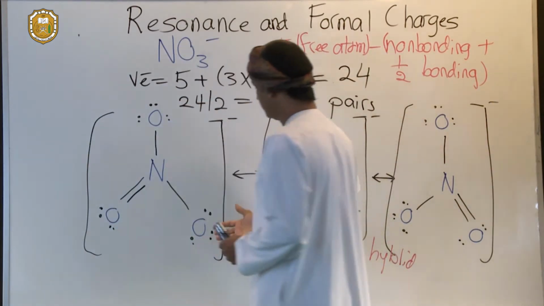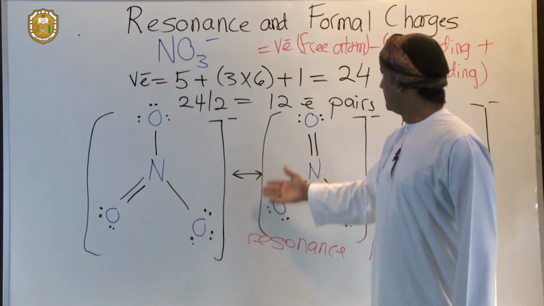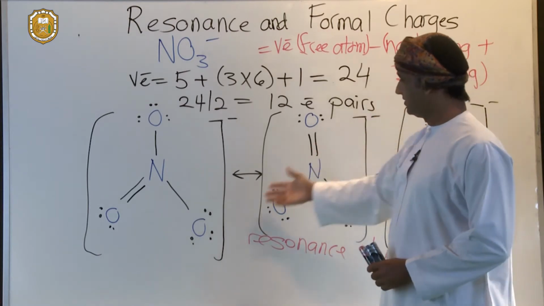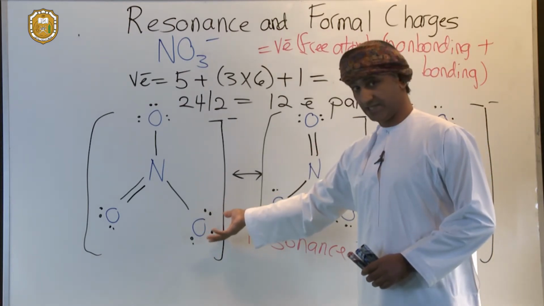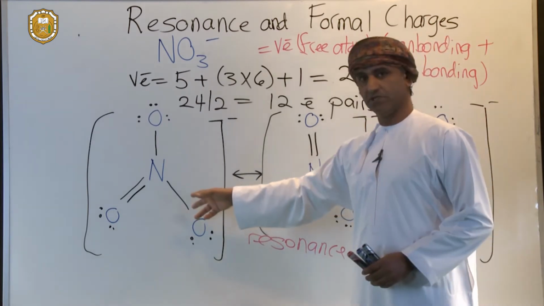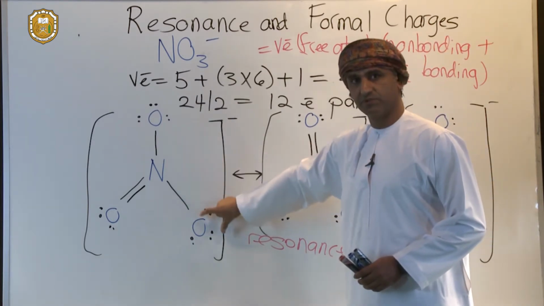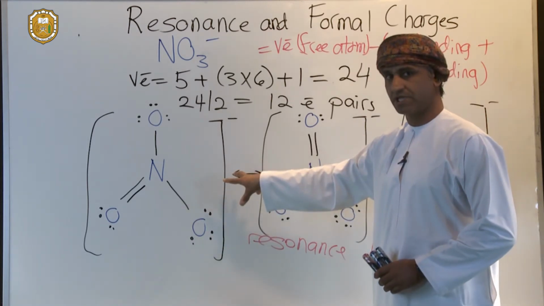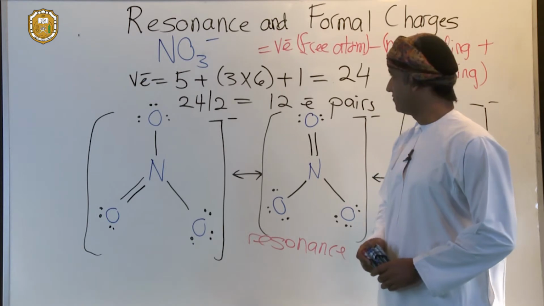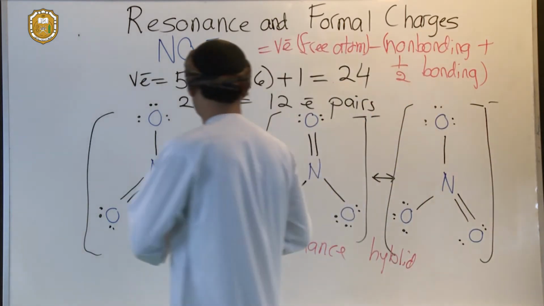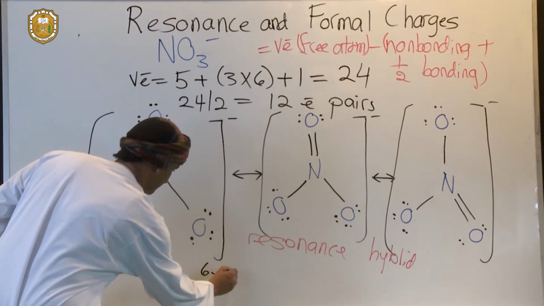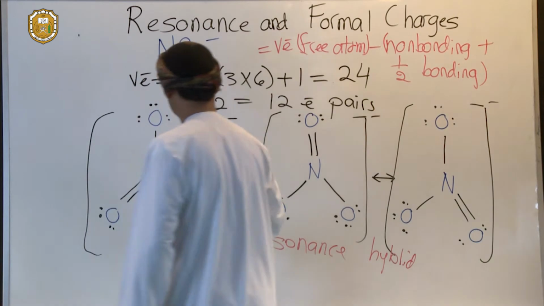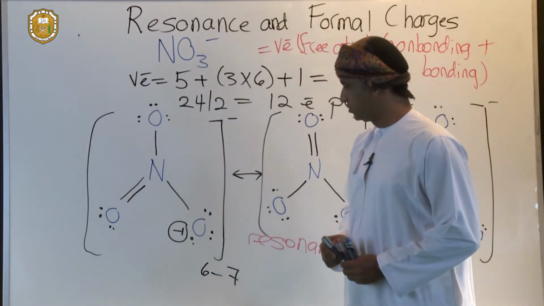If we take, for example, this oxygen atom, the number of valence electrons for oxygen is 6 in the free atom. The number of non-bonding electrons in the Lewis structure is 6. Half of the bonding is 1, because there are 2 bonding electrons between oxygen and nitrogen. So there are 7 valence electrons on oxygen in this Lewis structure. We subtract that number from 6, so it will be 6 minus 7, and the formal charge here is minus 1.